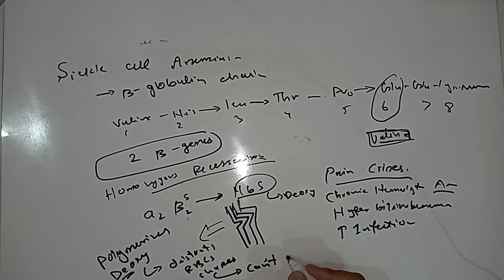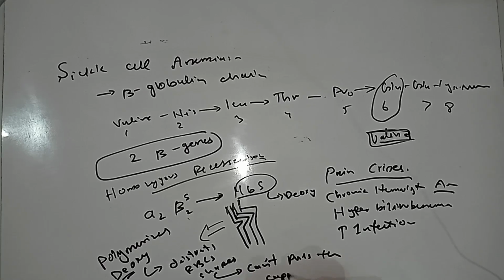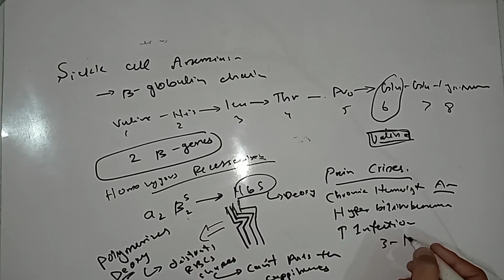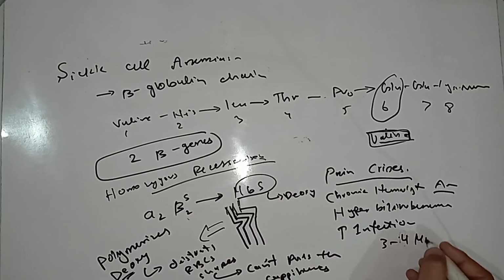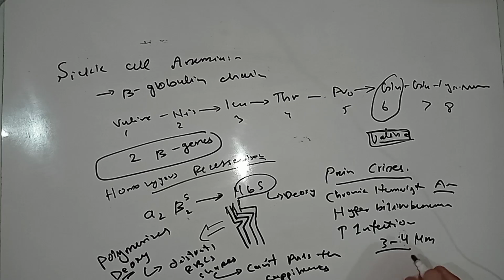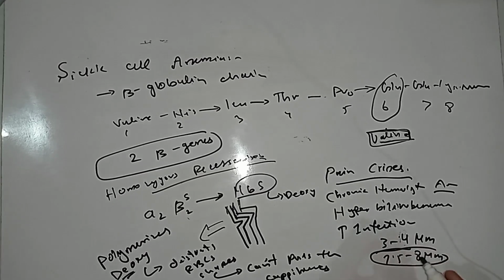They can't pass through the capillaries or microvasculature. If we come to the diameter, the diameter of the microvasculature is 3 to 4 micrometers. However, the diameter of normal RBCs is 7.5 to 8 micrometers. So, normal RBCs squeeze through this microvasculature.